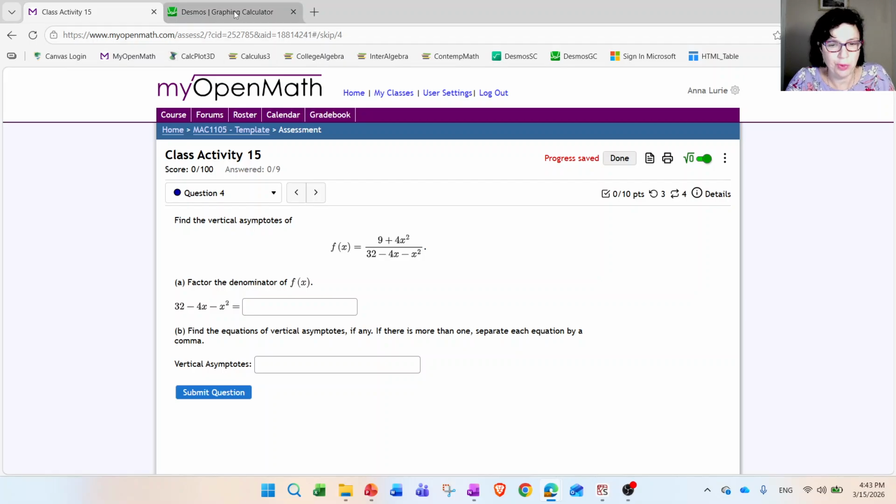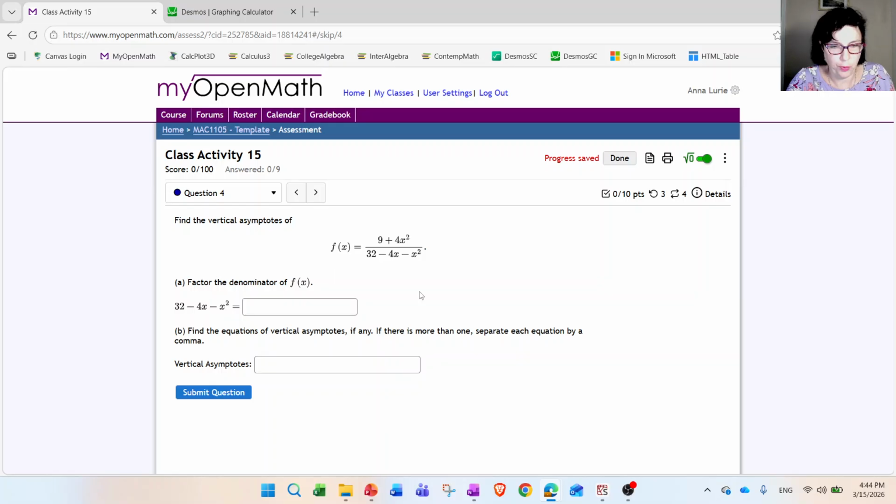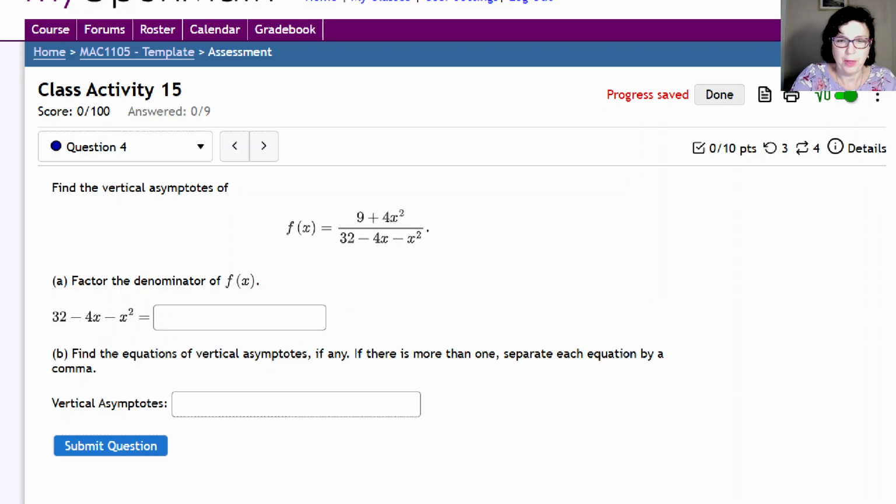Now, I also wanted to graph it for you so you can see how the graph breaks at some values. And it looks like here it's -8, and it looks like it's at 4. But why? Okay, so how do we know this? So what we're going to do is just try to factor the bottom.